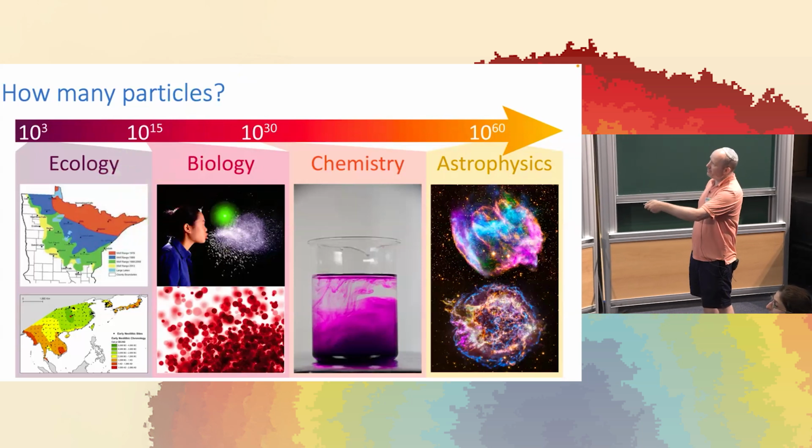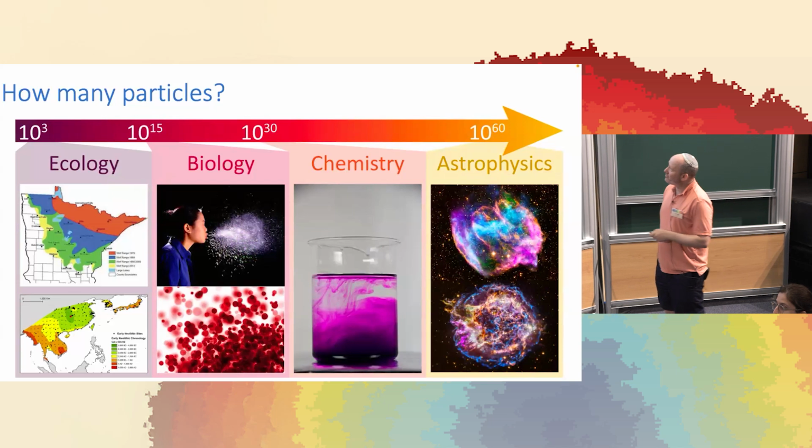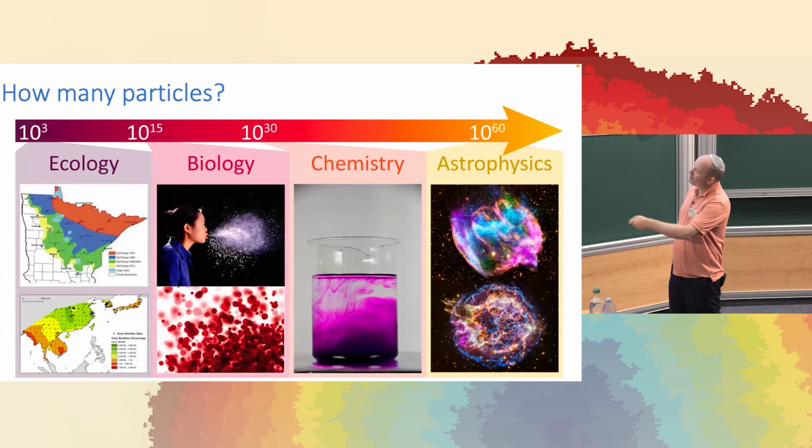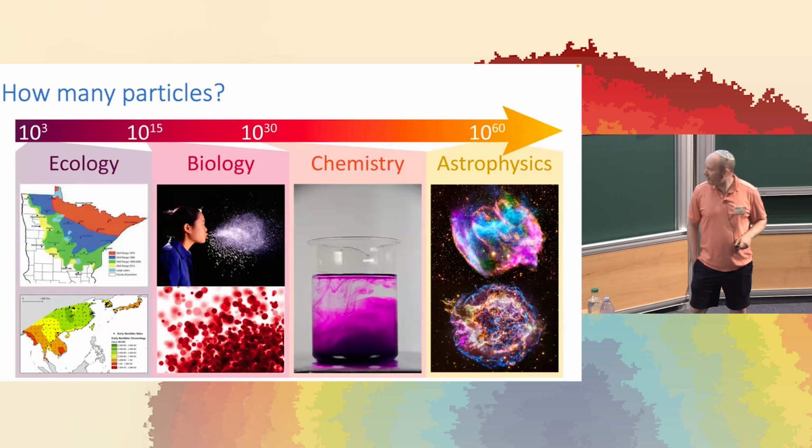The number of droplets in a sneeze or in your blood. Though, in fact, much of what I say will hold true to things like ecological scales. This is the movement of wolves in, I think this is Michigan, over time.